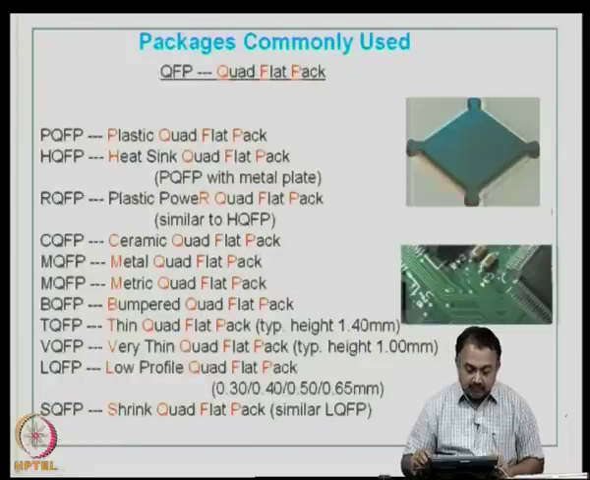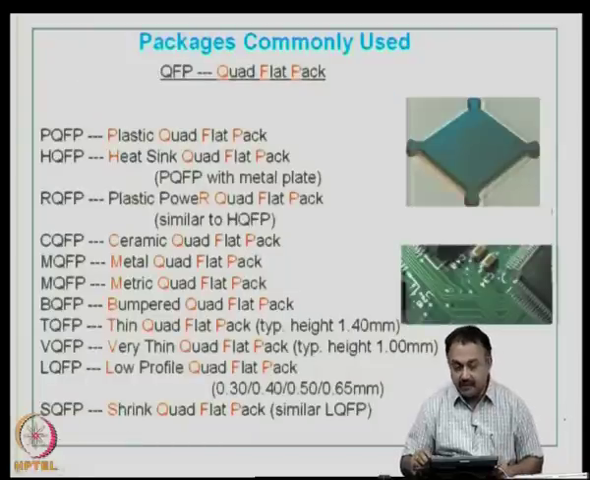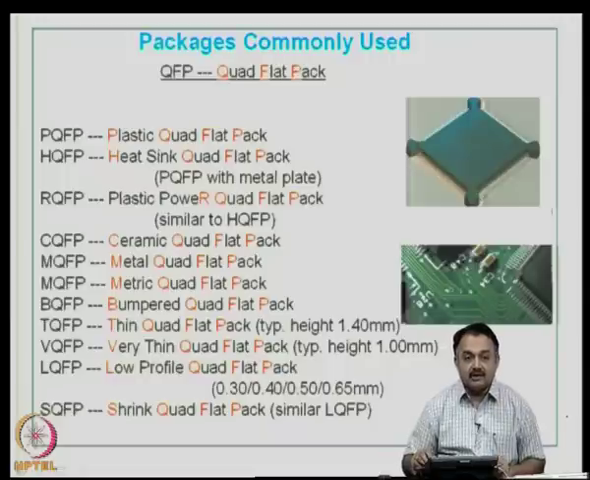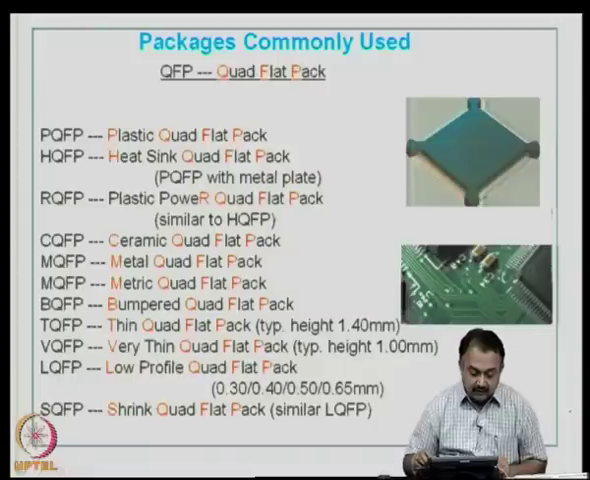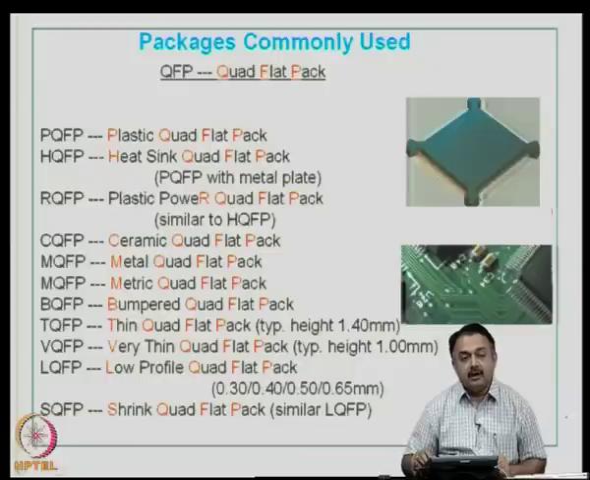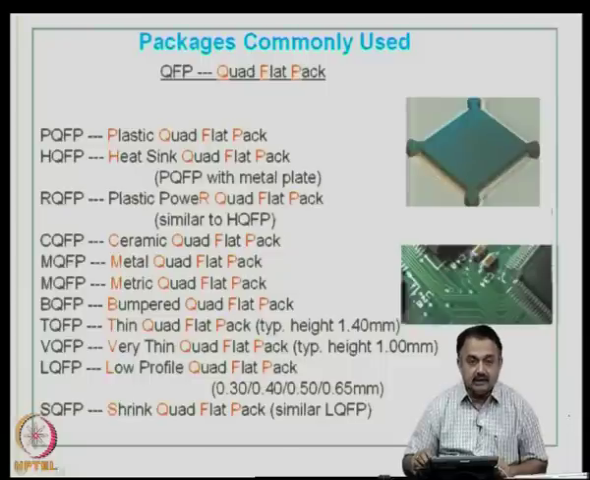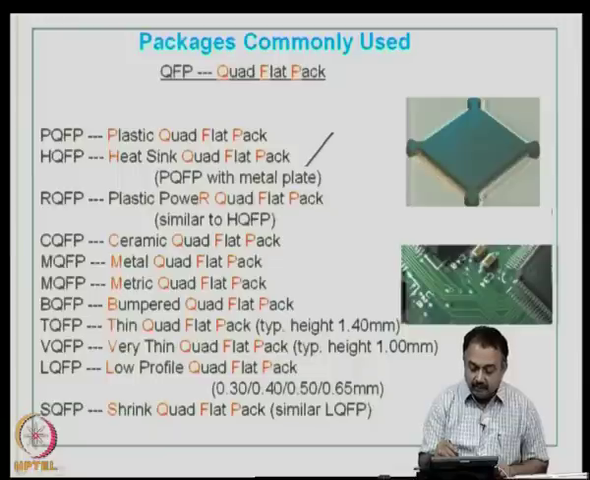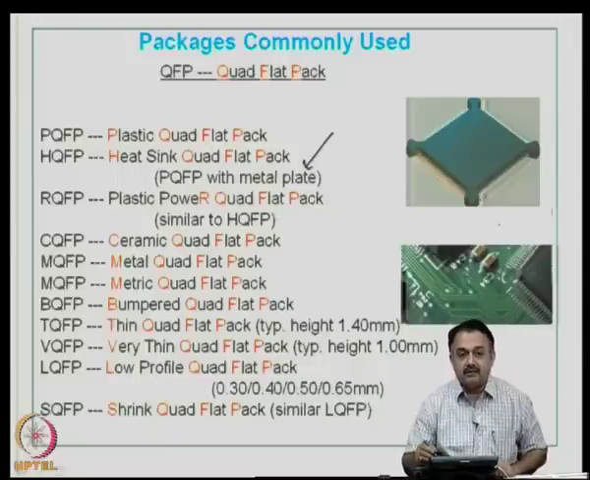Now, under the QFP there are various names, various packages that are available in the market today. PQFP is a plastic quad flat pack. HQFP means heat sink based quad flat pack. That means, it is basically a PQFP, but it has got a metal plate which acts as a heat sink, and this is typically used to remove the heat quickly from the surface of the die.